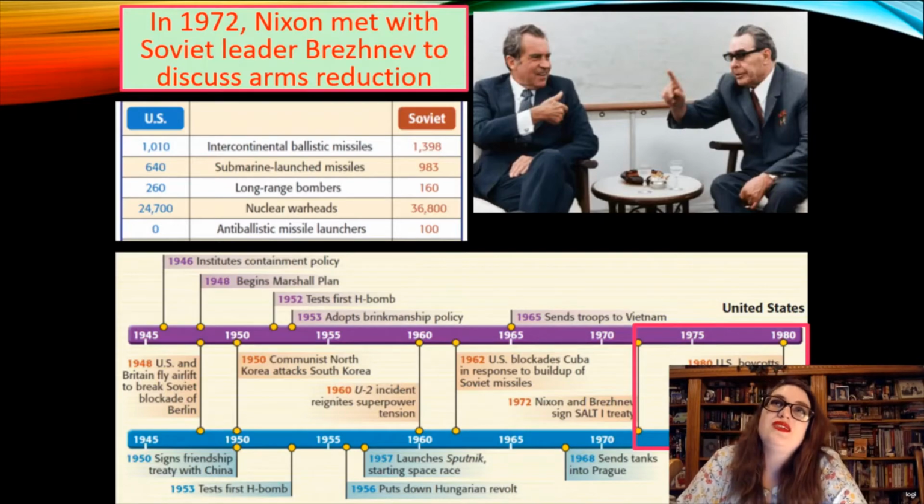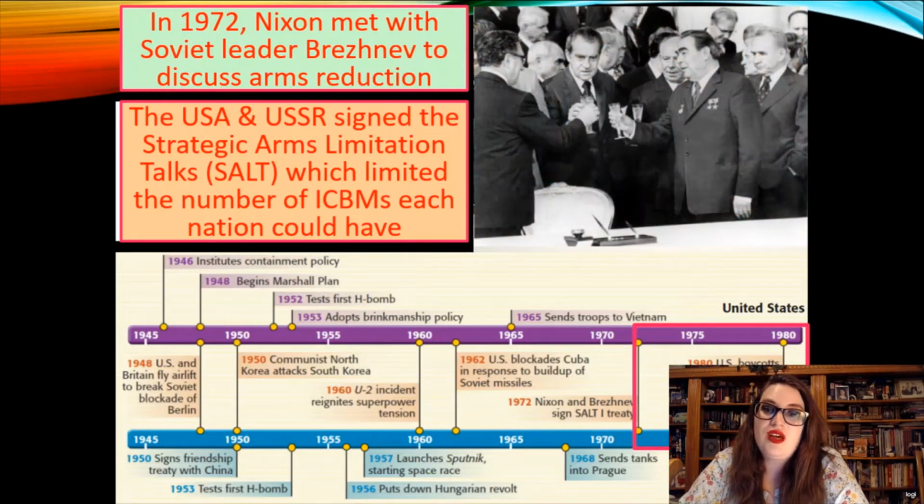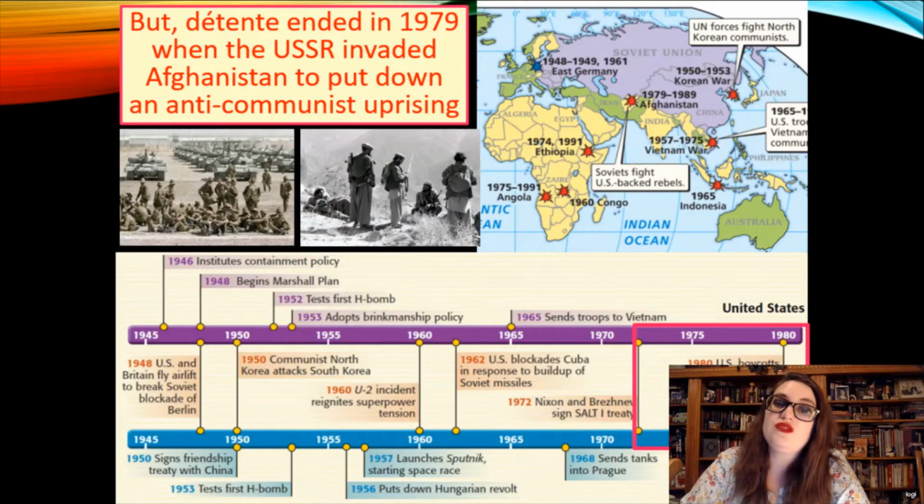So essentially, let's stop making all of these weapons. Let's stop having a race. So the USA and the Soviet Union signed the Strategic Arms Limitation Talks, SALT, which limited the number of missiles each nation could have. That way, if we did launch missiles, it wouldn't bomb everyone to the Stone Age. By the 70s, the USA and Soviet Union seemed willing to peacefully coexist.